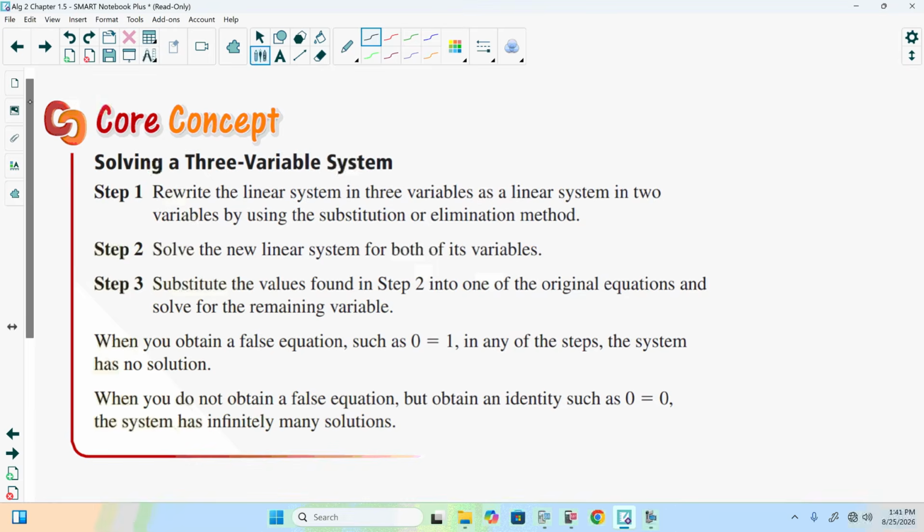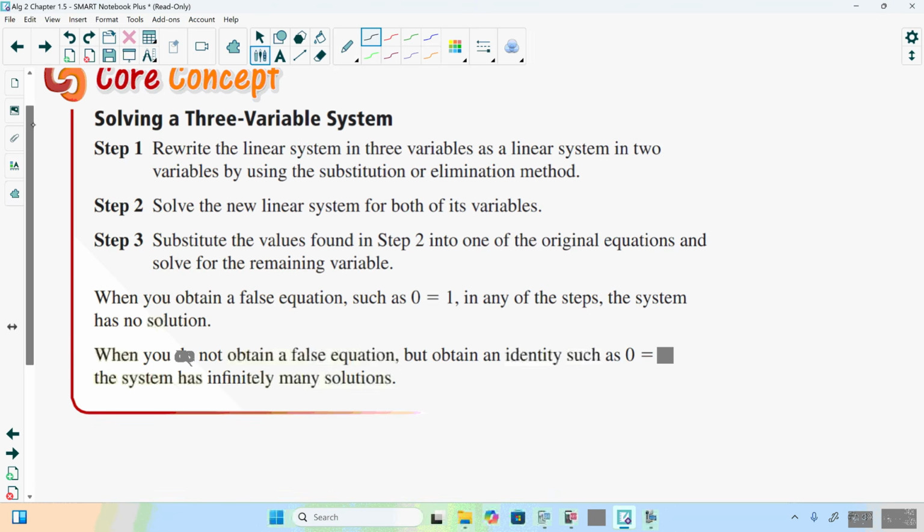This is included in your notes. It is the steps we use for solving. So the first step is to rewrite the linear system in 3 variables as a linear system in 2 variables by using substitution or elimination. We're mainly going to be doing elimination.